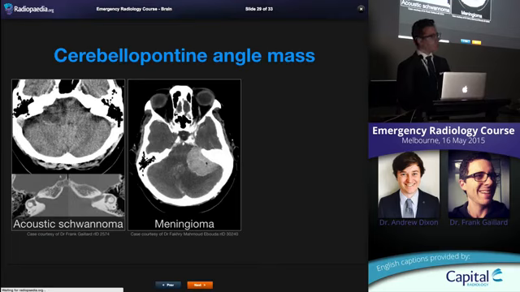Meningioma, also common, usually solid, does not have cystic components, usually not centred exactly on the internal acoustic meatus, usually does not widen the bone. If anything, it causes hyperostosis with thickening of the bone.